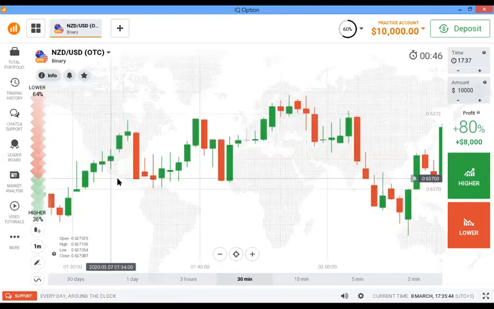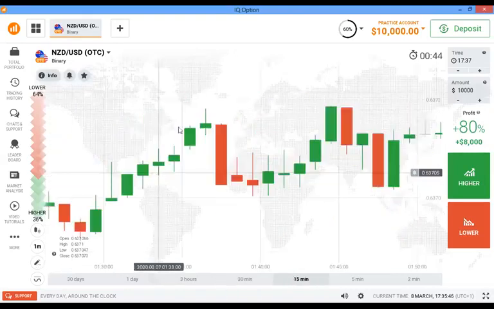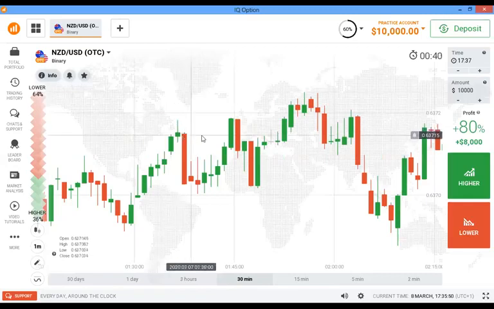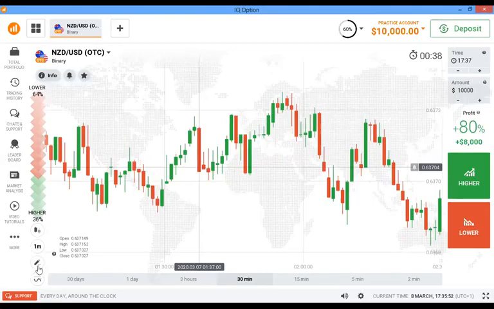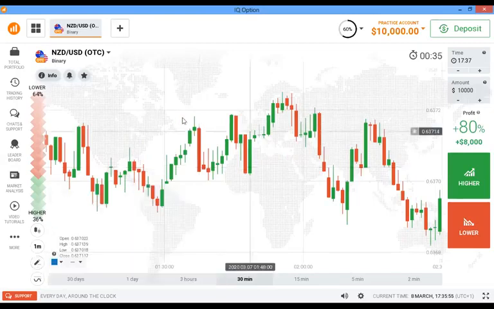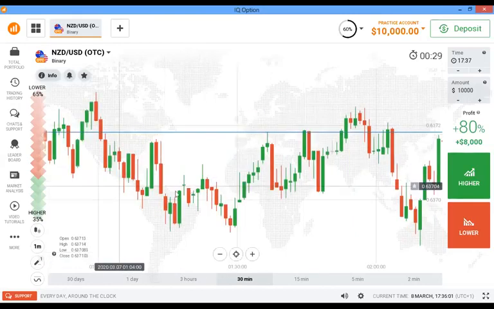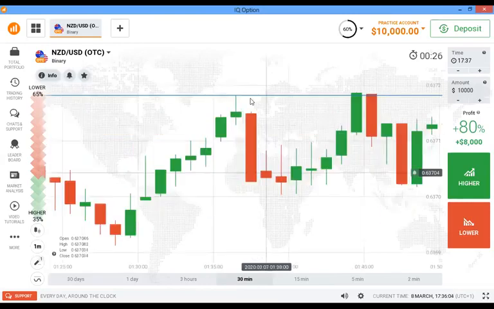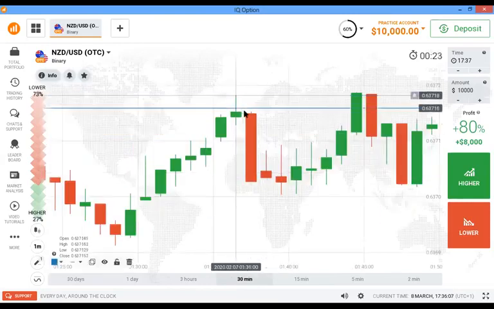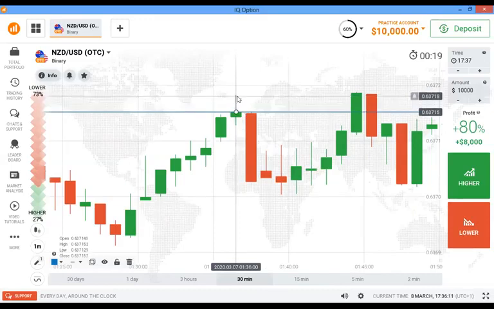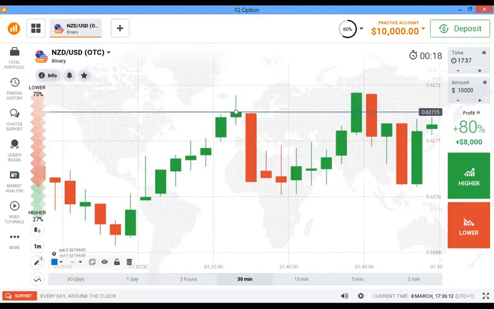Now look at this chart. Here we have a resistance. Remember what I told you, that when you are drawing support and resistance, you are not placing the line on the wick. This is not how to draw support and resistance. You are only placing the line at the body of the candle. Because this line you are seeing here is a seller's entry point, not an area now. It's a seller's entry point.